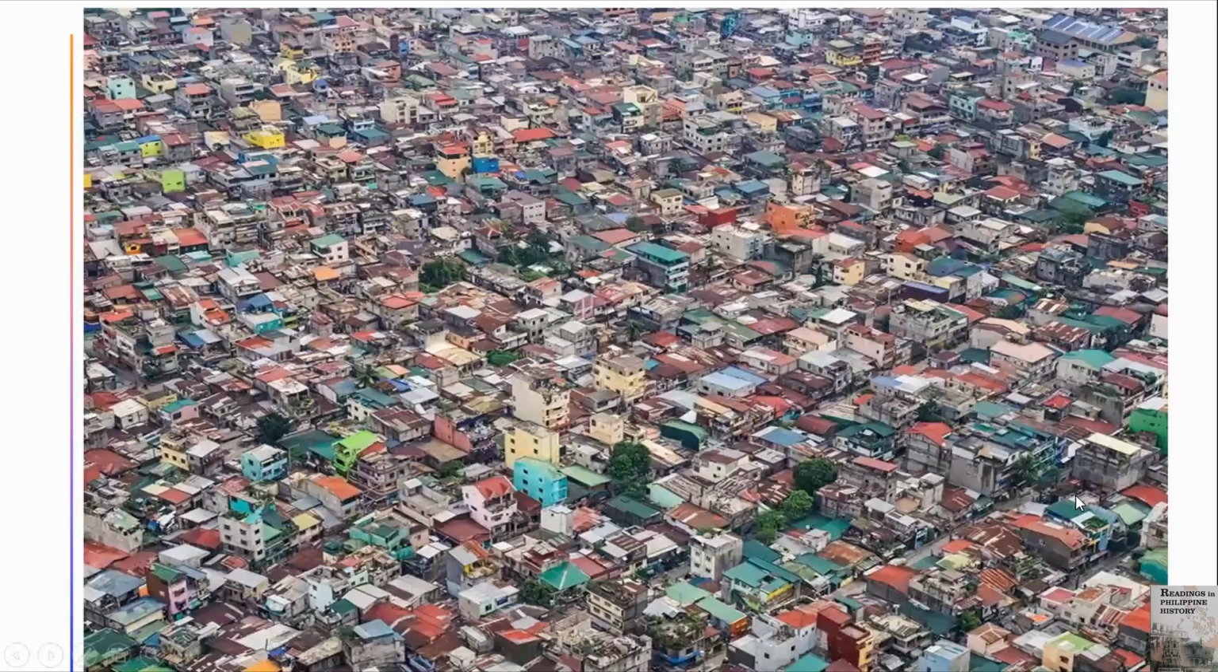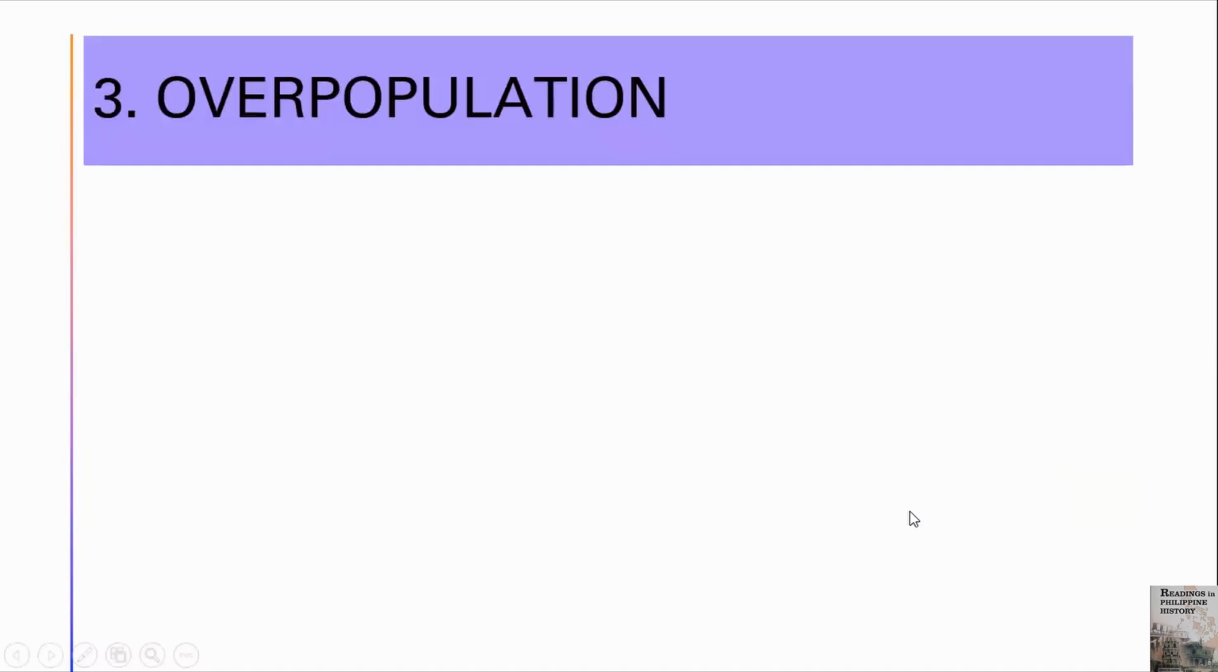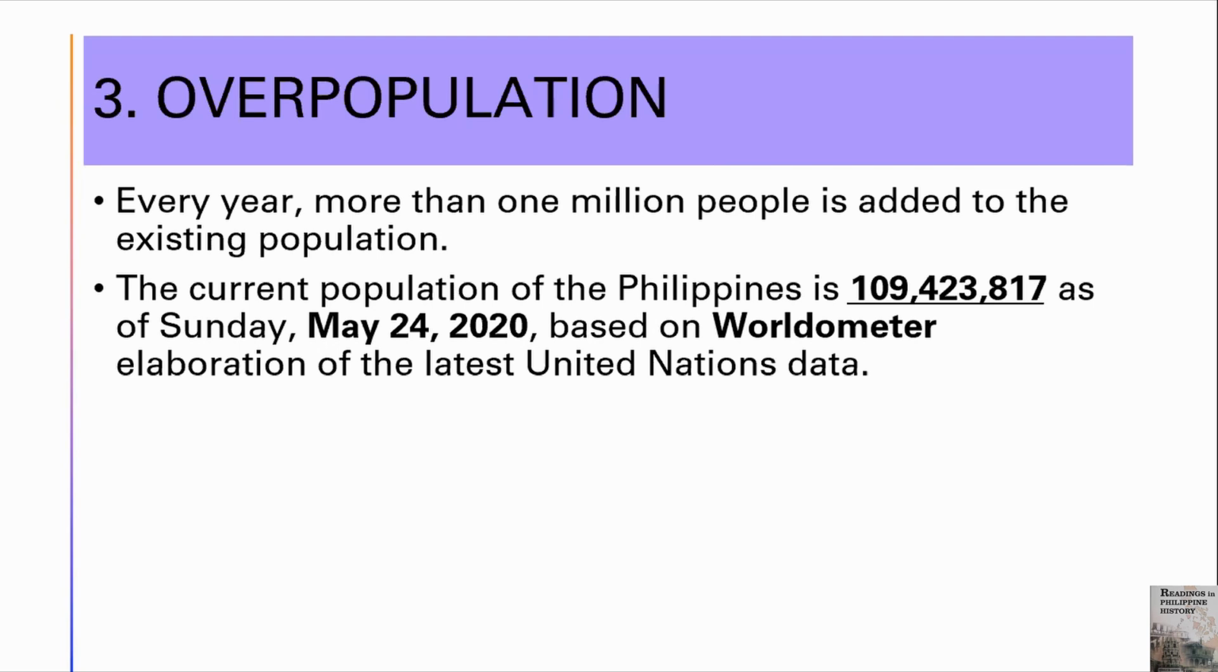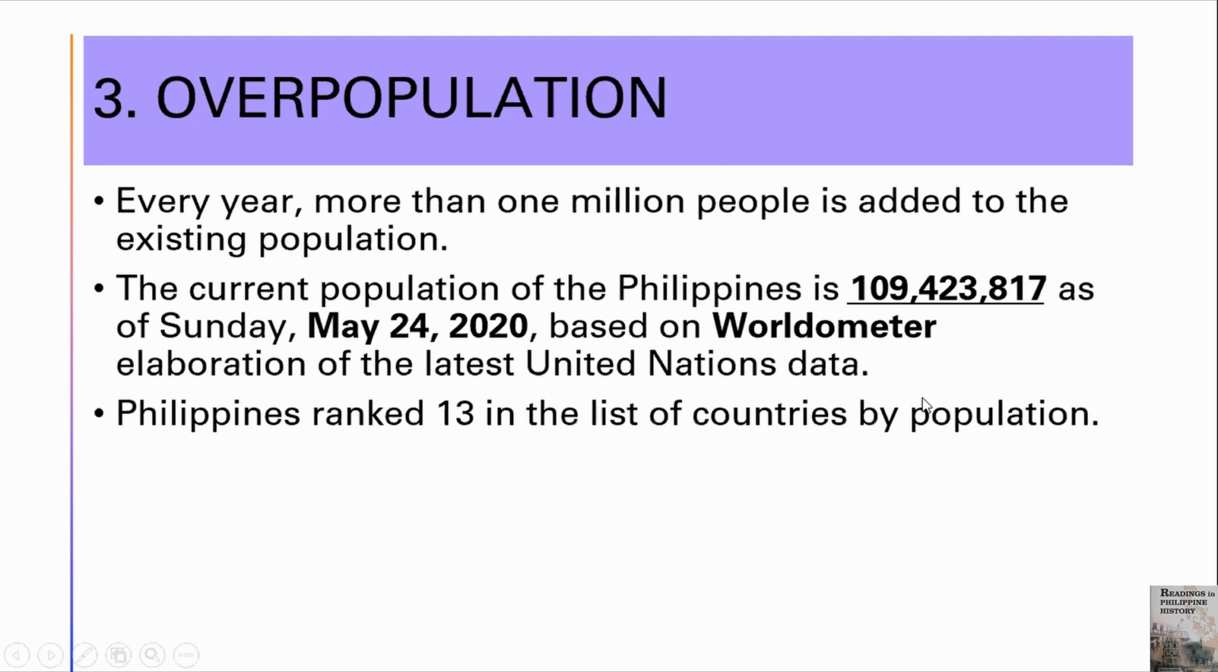And let's go to overpopulation. Look at this. This can be an artwork, but this is an aerial view of Metro Manila. And look at how crowded they are. So another issue is overpopulation. Every year, more than 1 million people are added to the existing population. And the current population of the Philippines is 109,423,817 as of Sunday, May 24, 2020, based on Worldometer elaboration of the latest United Nations data.